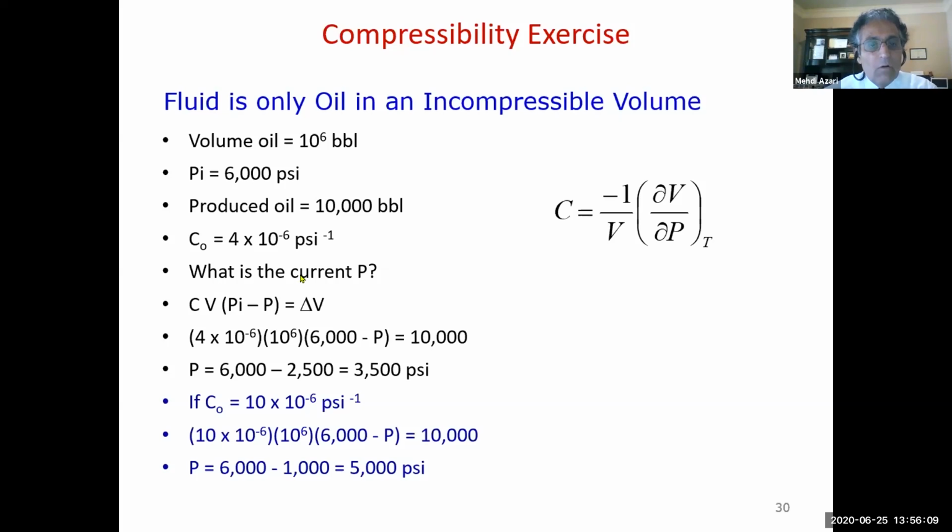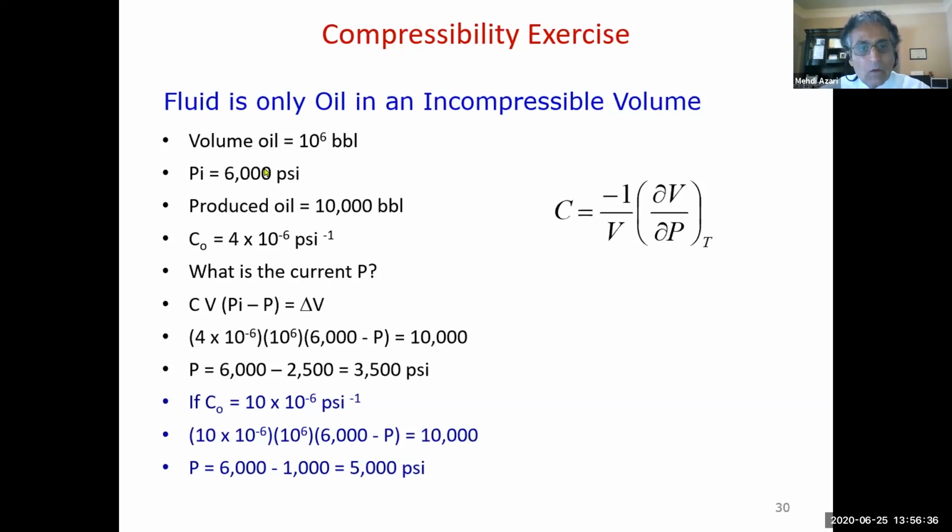And then you want to know, if I produce 10,000 barrels out of this million, what would happen to pressure? So you use the same equation here. If you call it delta V, delta P, you solve it and you get this equation. C V delta P is equal to delta V. And then this is C, volume, pressure 6,000 minus current pressure is equal to 10,000 produced. You solve for that one. So pressure dropped to 3,500.